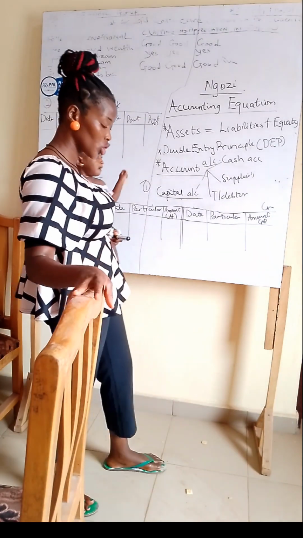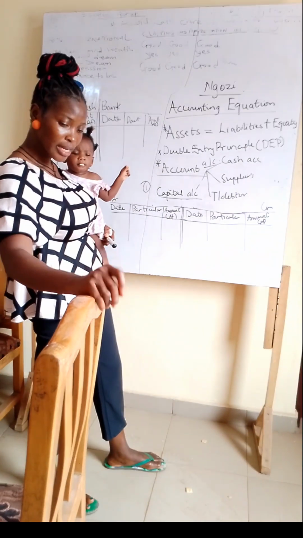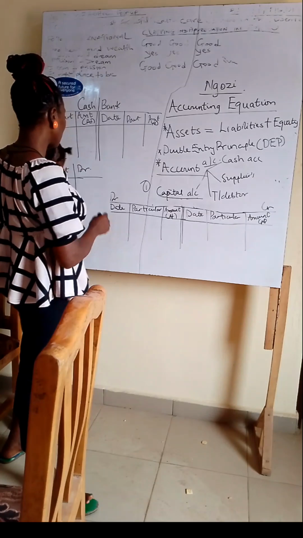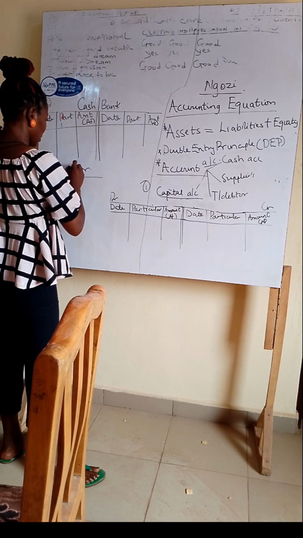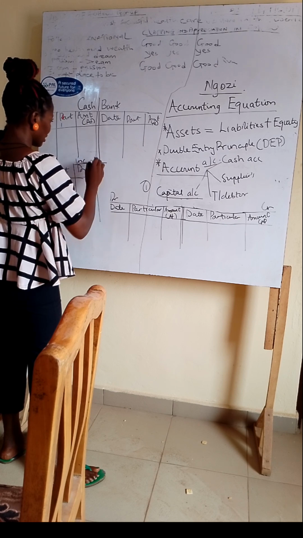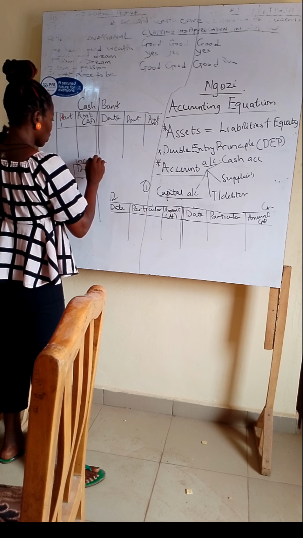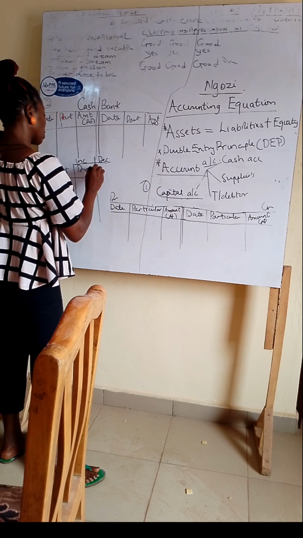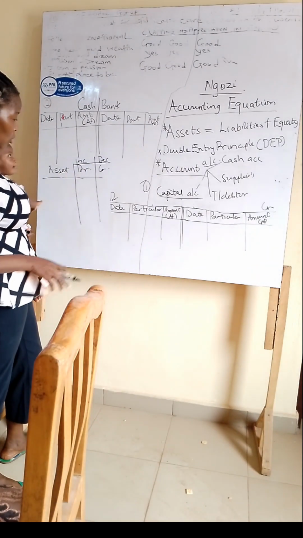But if that transaction with respect to asset account decreases, it's recorded on the credit side. Let me say that again. Now, if an asset transaction is increasing, okay, we'll record it on the debit side. And if the asset account transaction is decreasing, that is going down, we will record it on the credit side of your asset account.